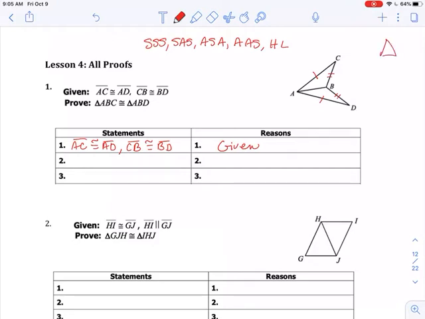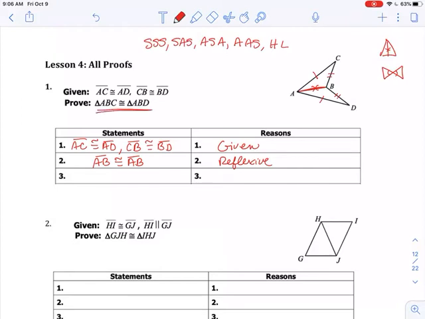So at this point, you just have 2 things on your diagram marked. You have to see, do they share a side? And you can mark that shared side. Or do they have vertical angles? So those are 2 things that are not going to be in the given that you have to mark yourself. And these 2 triangles here share side AB. So I put an X on AB, and I say that AB is congruent to AB. Anything is congruent to itself by the reflexive property.